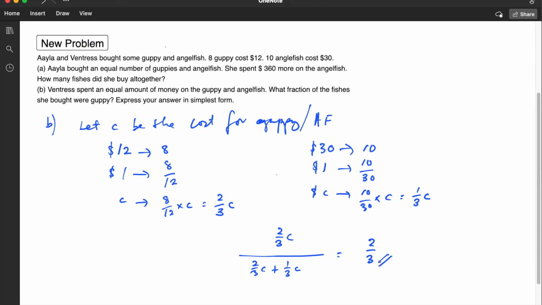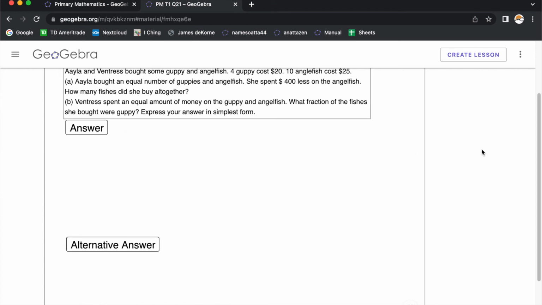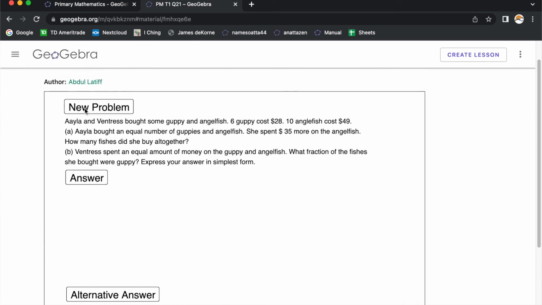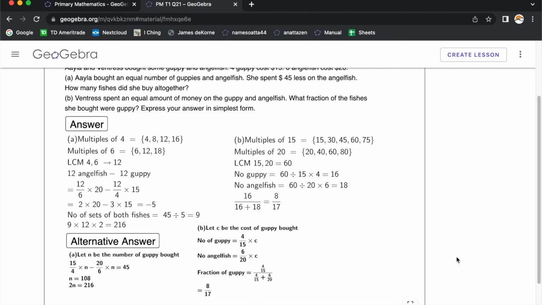So guys, this has been quite a long video, but you need to practice in order to make sure that you can really do this on your own. I would strongly suggest that you try both methods. It will do you a lot of good. Go to the link given below, click on the new problem button to get a new set of numbers for the problem, and then you can click on this for the first method answer, and click on the alternative to get the answer using the algebra method.